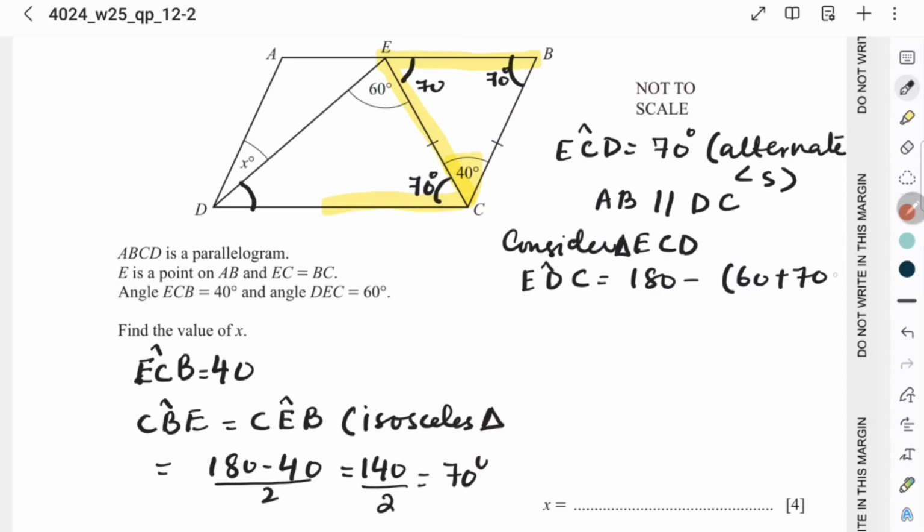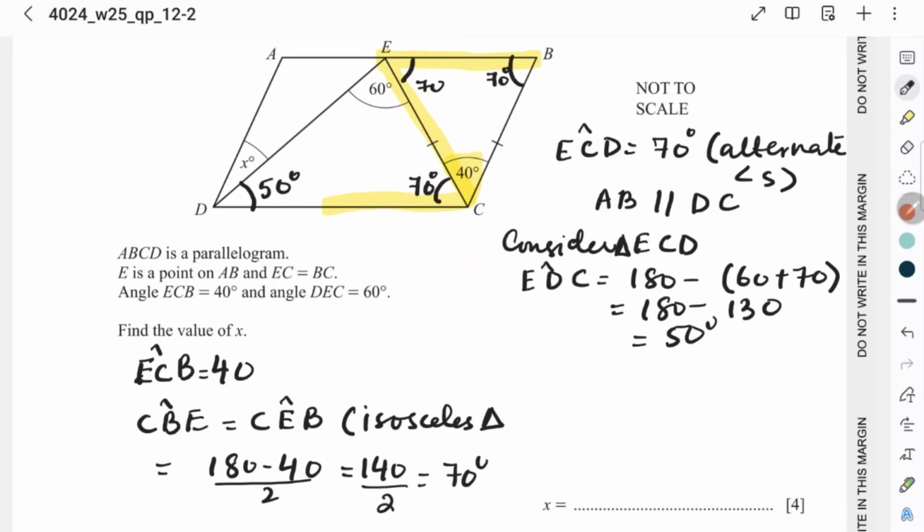Okay, so that is equal to 180 minus 130, that is equal to only 50 degrees. So this is equal to 50 degrees.